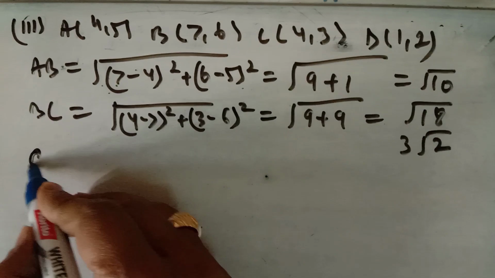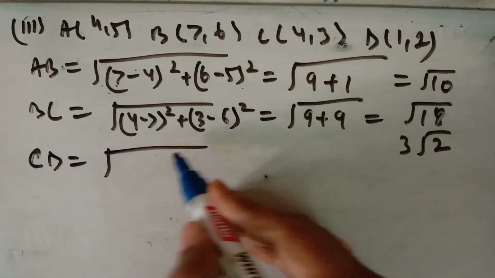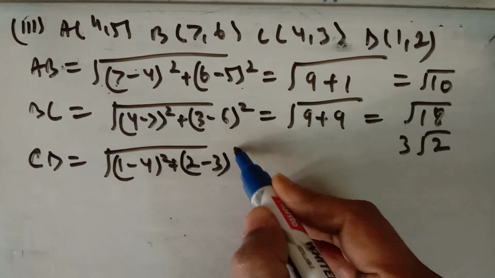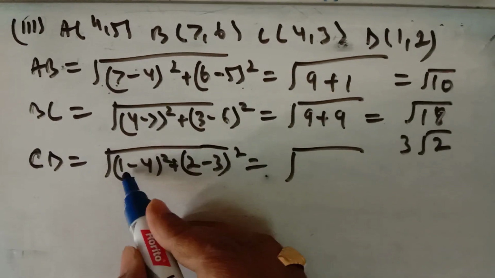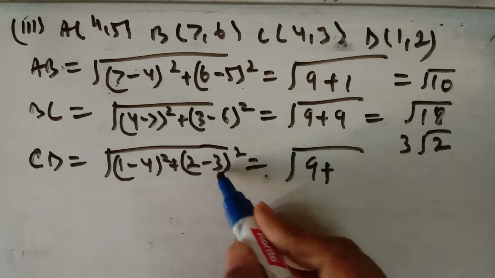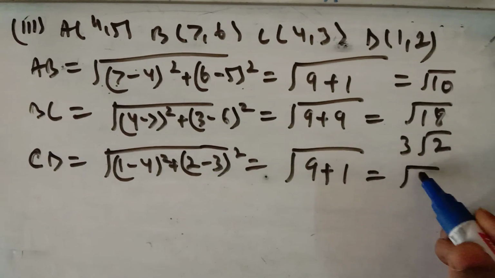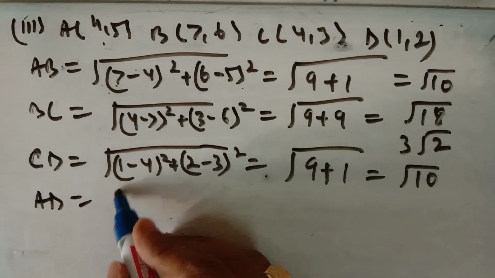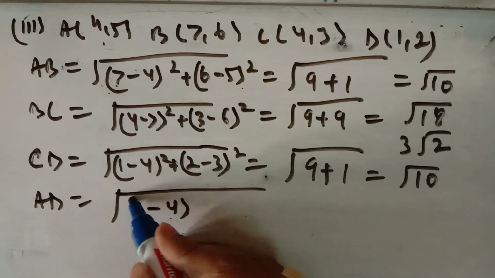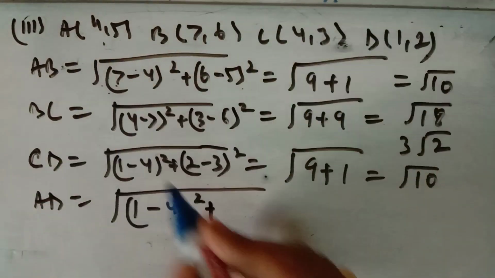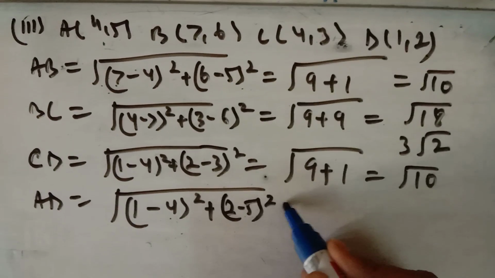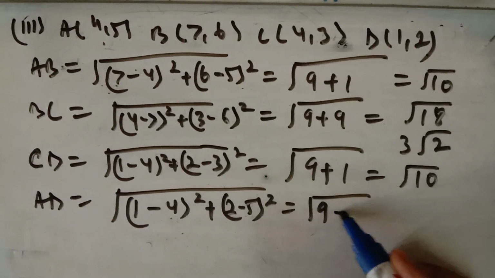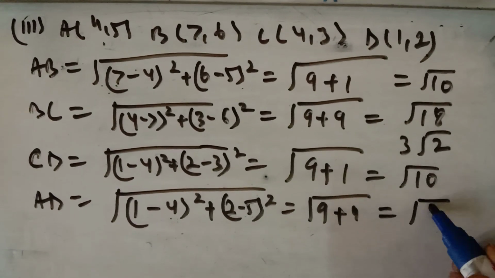Then you find CD, आप CD की लेंथ पता करिए, वही x2 minus x1 का whole square, y2 minus y1 का whole square, which is coming out to be minus 3 का square is 9 और minus 1 का square is 1, which is root 10. ये root 10 आ रहा है. Then find the length of AD, ये AD पता करिए, तो वही x2 minus x1 का whole square, y2 minus y1 का whole square. So this is coming out to be 1 minus 4, minus 3 का square 9 and 2 minus 5, minus 3 that is 9. It is coming out to be root 18.